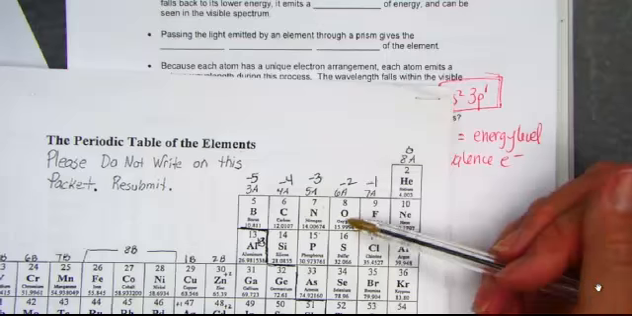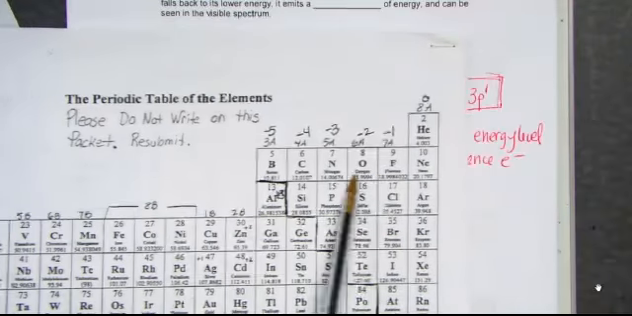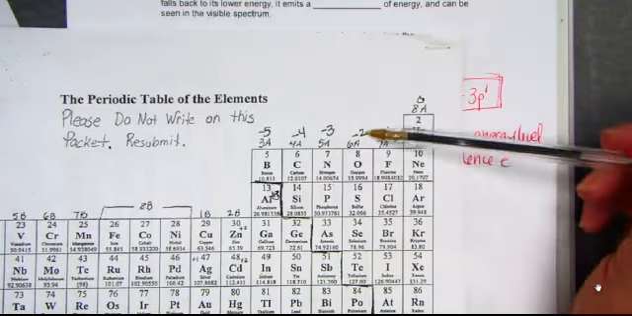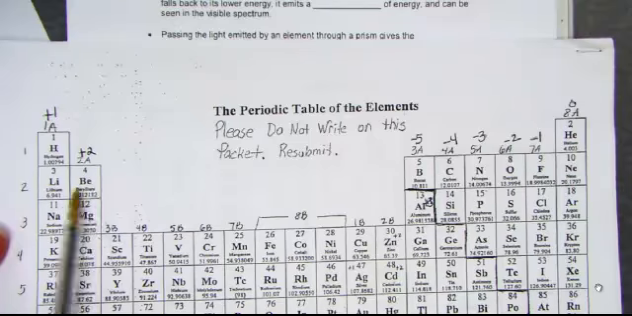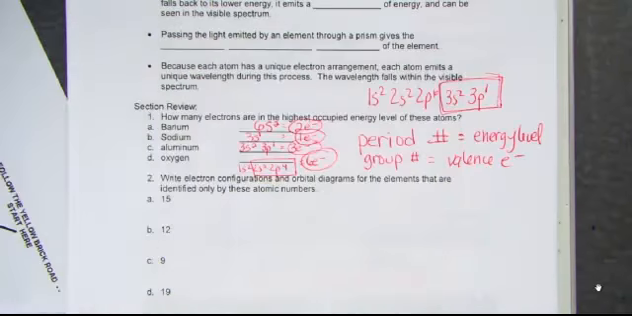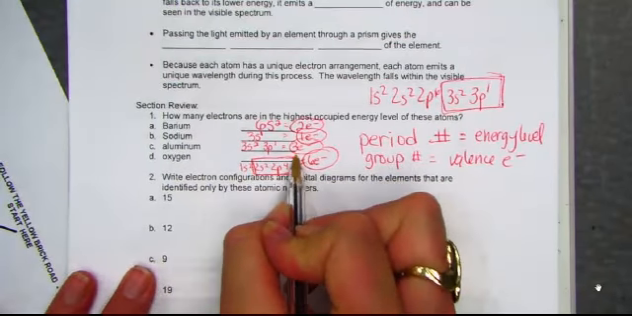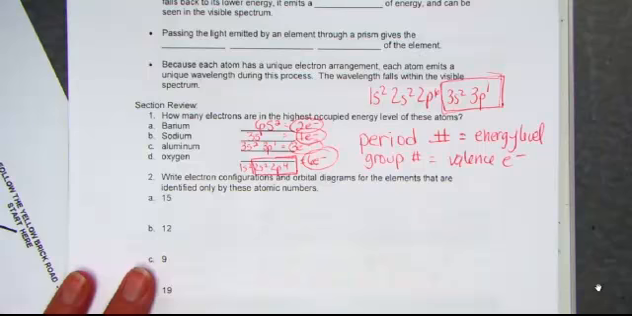Notice where oxygen lives in group 6A. Period 2, in the 2nd energy level, there are 6 valence electrons. 2 of them reside in the S sublevel, 4 more of those reside in the P sublevel. The entire 2nd energy level contains 6 electrons.